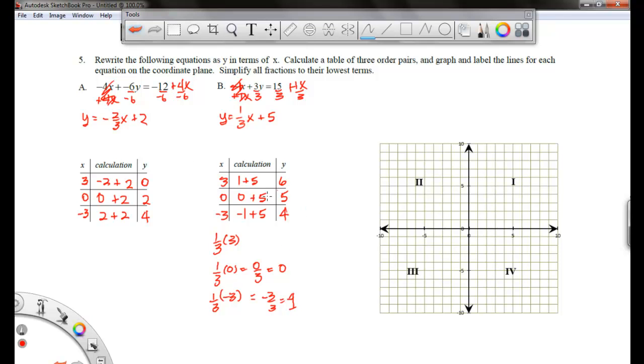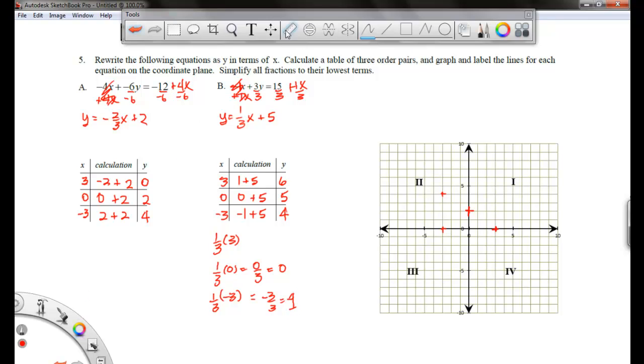So now we're ready to graph. So we've got 3, 6, 0, 5, and negative 3, 4 for the ordered pairs for line B. Then we have 3, 0, 0, 2, and negative 3, 4 for the points for line A. So let's go ahead and graph line A. So we go 3 on the x-axis, 1, 2, 3, and then we don't go up anything on the y. Here I don't go anywhere on the x-axis, but I go up 2 on the y. And then here I go to a negative 3 on the x, and I go up 4 on the y.